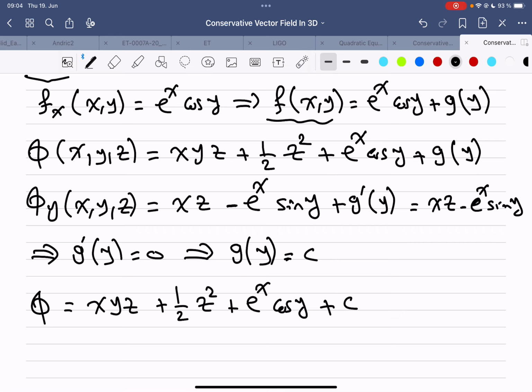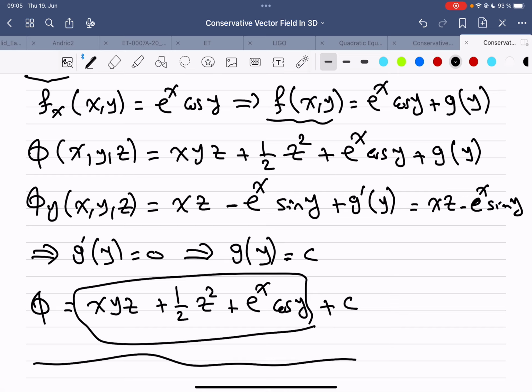If you put here c equals 0, you find one potential function. This is called the family of potential functions. Every potential function differs from the other by this constant. So one potential function is when c equal 0.